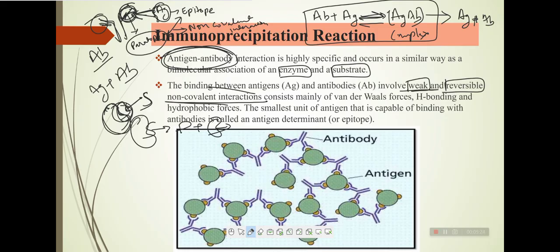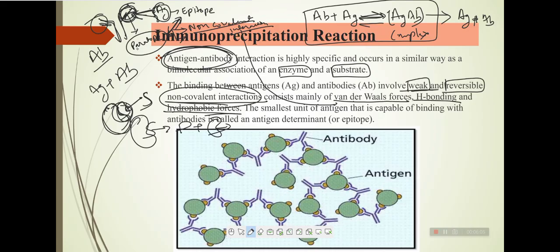What type of interaction will take place? Means when this paratope and epitope bind with each other, what type of interaction takes place? That is a non-covalent interaction. What type of non-covalent interaction? Van der Waals forces, hydrogen bonding, or hydrophobic forces.